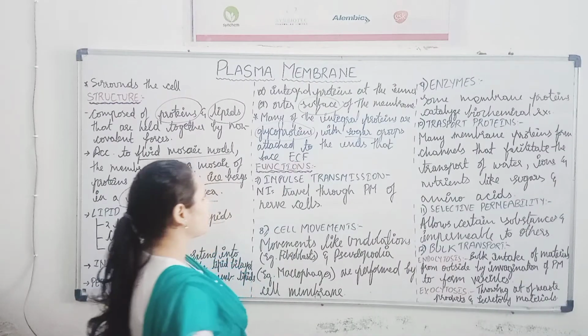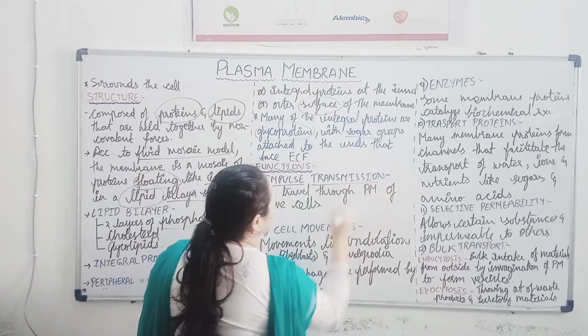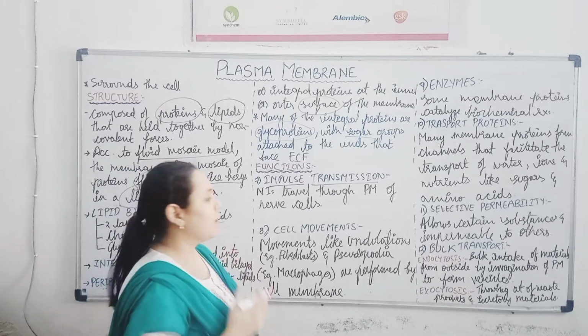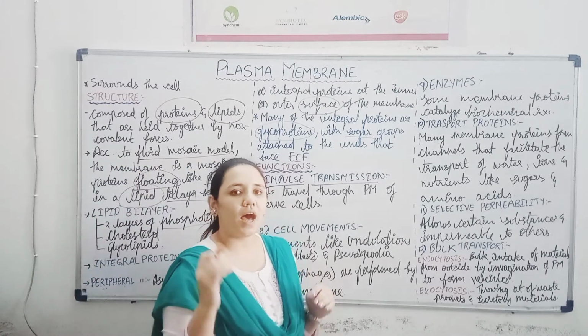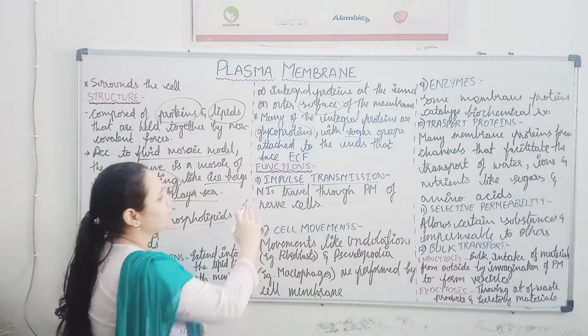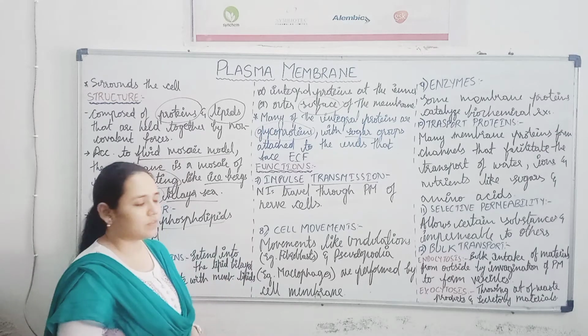Coming to the next function of plasma membrane, the next function is impulse transmission. So the nerve impulses in the nerve cells travel through the plasma membrane. So nerve impulses travel through the plasma membrane of nerve cells.